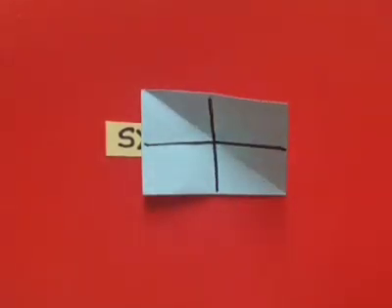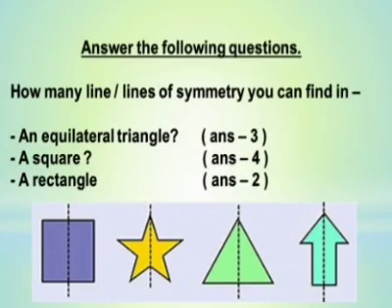Thank you. Now answer the following questions. How many lines of symmetry can you find in an equilateral triangle? You cut an equilateral triangle. You know, an equilateral triangle has 3 equal sides. A square, you know, all 4 sides of a square are equal. Then a rectangle. The opposite sides of a rectangle are equal. Find the number of lines of symmetry in each of these figures.